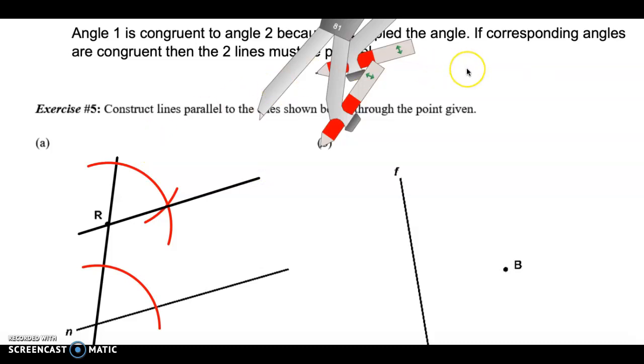Okay, so we'll practice some more angles and some more parallel lines tomorrow.